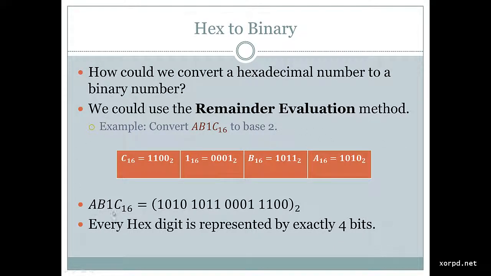Finally, we'll get this representation in base 2 for the number AB1C, and it seems like these are just exactly those numbers that we have in this orange table. Right? We have this 1010 that goes here, and 1011 which goes here, and so on. It seems like we can just replace every hex digit with 4 bits from the previous table.